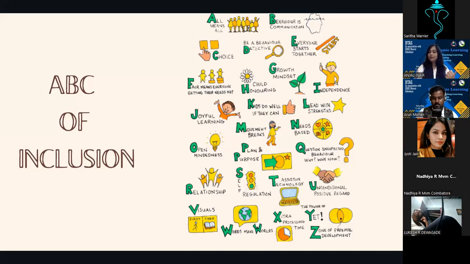Technology, include a lot of technology in your teaching. Unconditional, that is positive. You should regard and respect each and every child. Your love towards each child should be unconditional. Visuals, the written word, graphics, pictures, outdoor visuals, include a lot of visuals in your classroom.